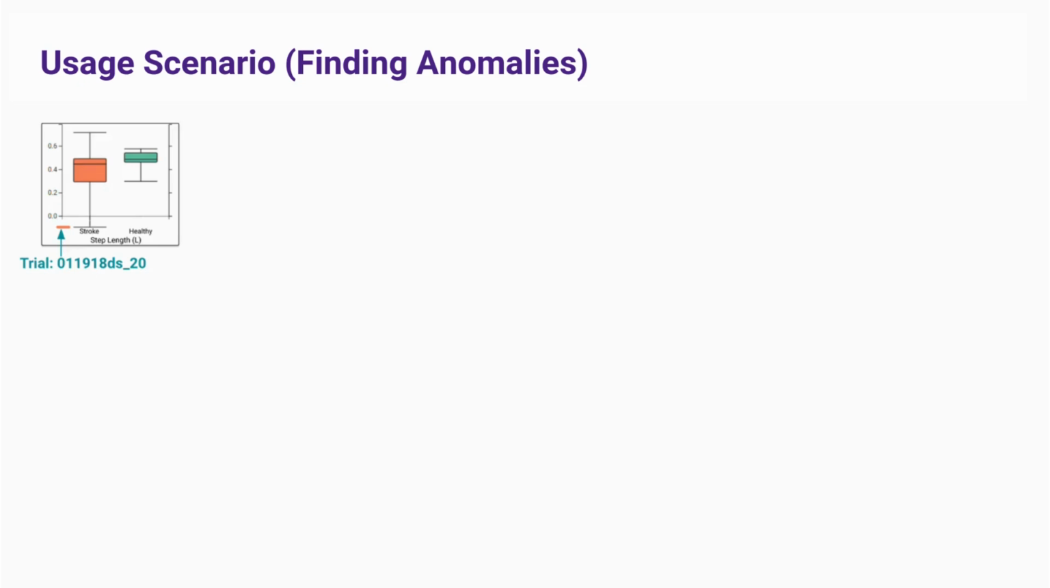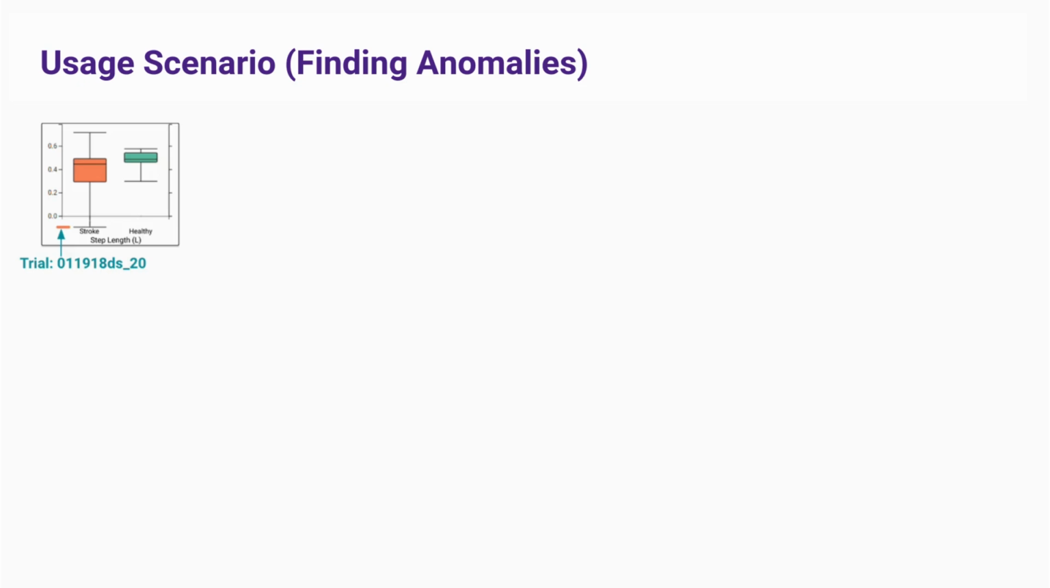VIGMA is validated through usage scenarios performed with experts specializing in gait and mobility rehabilitation. The first usage scenario involves finding anomalies in gait data and fixing them through the system. Visualizing data using VIGMA, we found an instance of negative step length of the left foot for one of the trials from the stroke patients. As we know, step length cannot be negative, and we identified this erroneous patient and trial ID by brushing the box plot.